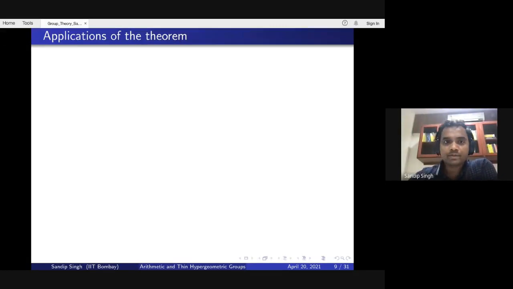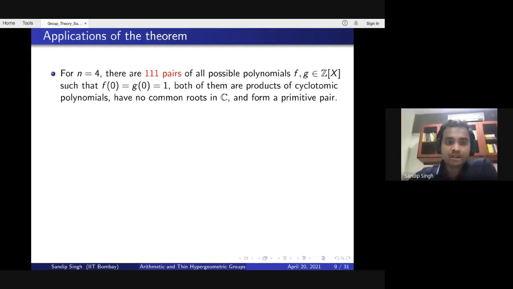Let's quickly see some applications of our theorem. So for the case n equal to 4, there are actually 111 pairs of all possible polynomials f, g in Z[x] such that f(0) and g(0) are 1.